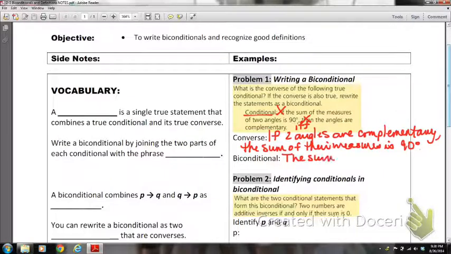The sum of the measures of two angles is 90 degrees if and only if the angles are complementary.